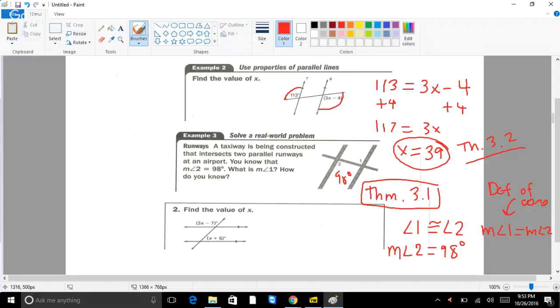Okay, so make sure you can always back up what you're thinking, right? So measure of angle 1 equals measure of angle 2. We know the measure of angle 2 equals 98 degrees. So therefore, the measure of angle 1 is also 98 degrees.